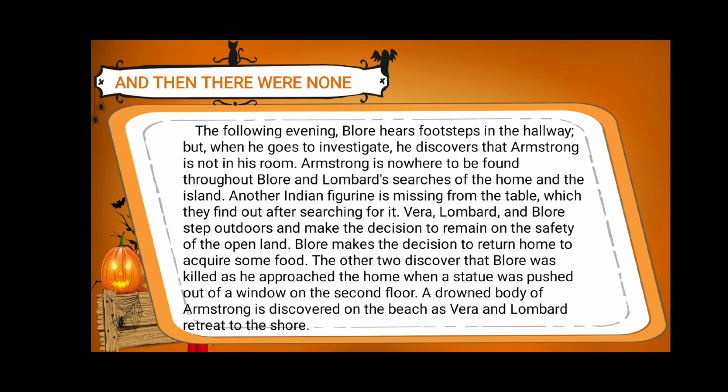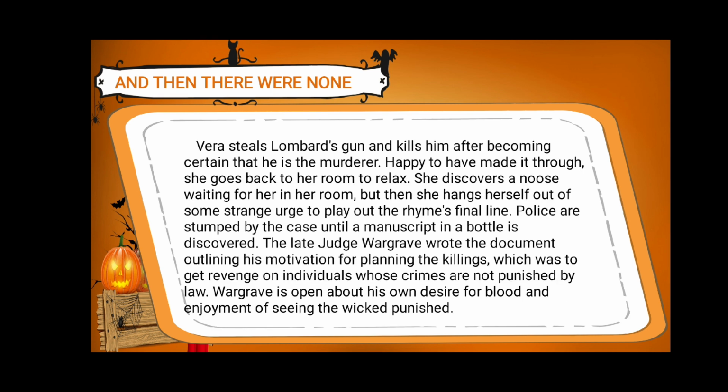The other two discover that Blore was killed as he approached the home when a statue was pushed out of the window on the second floor. Armstrong's drowned body is discovered on the beach as Vera and Lombard retreat to the shore. Vera steals Lombard's gun and kills him after becoming certain that he is the murderer. Happy to have made it through, she goes back to her room to relax.